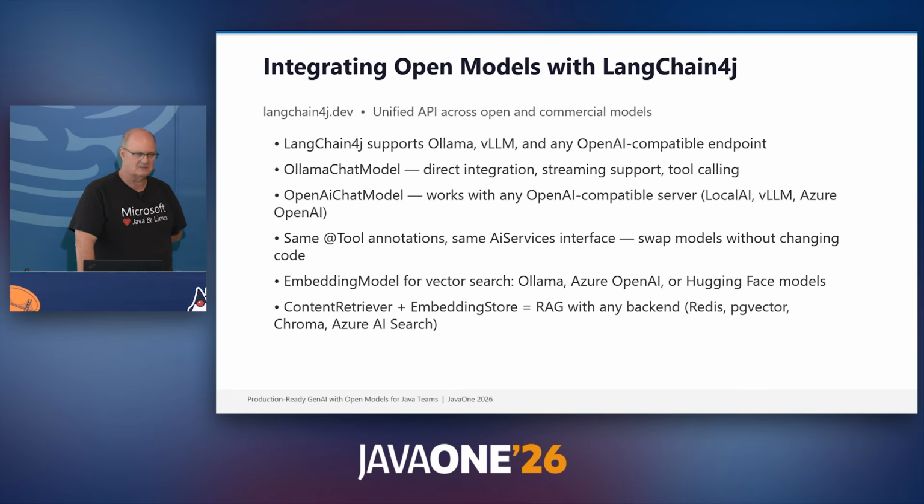And the tool annotation, just to mention, was created before MCP tools, so it's not MCP. It's a little confusing. Model Context Protocol is a tool calling platform, but the LangChain4j tool implementation is actually a LangChain4j tool implementation, not MCP. Some people get a little confused with that. And then you've got an embedding model for vector search. I'm going to show an example of that as well, and an embedding store. That's with retrieval augmented generation, RAG.